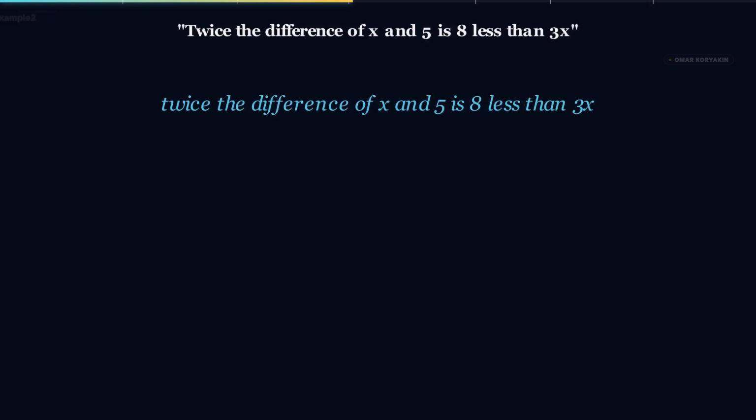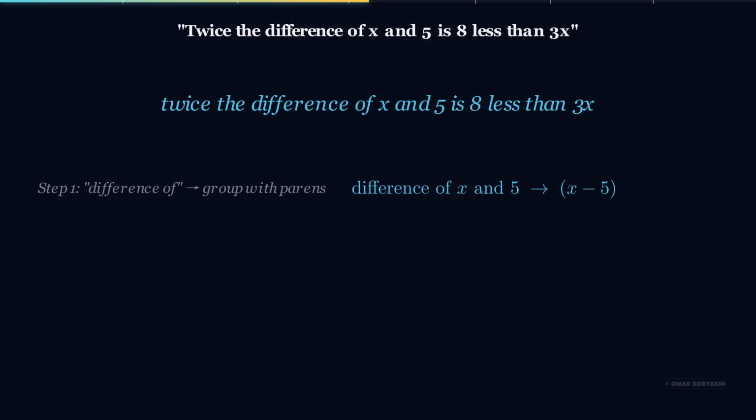The sentence: twice the difference of x and 5 is 8 less than 3x. Translate this sentence into an algebraic equation. The traps here are the ambiguous of inside difference of, the word is meaning equals at the center of the sentence, and the order flip phrase 8 less than at the end, which reverses to give a subtraction with x leading.